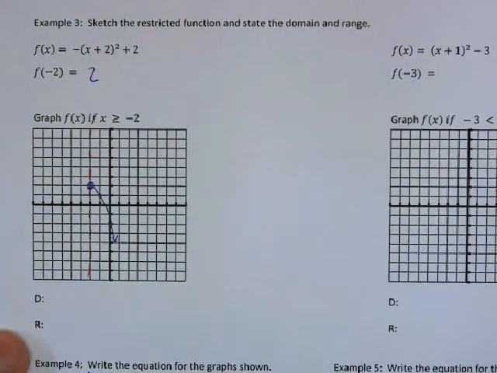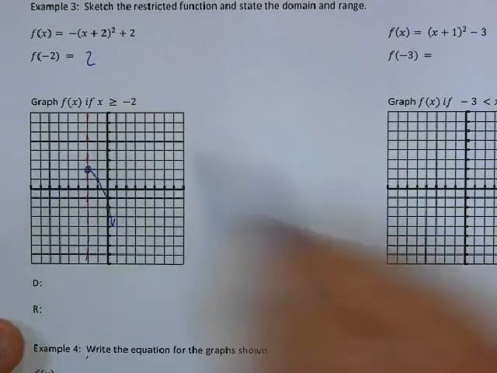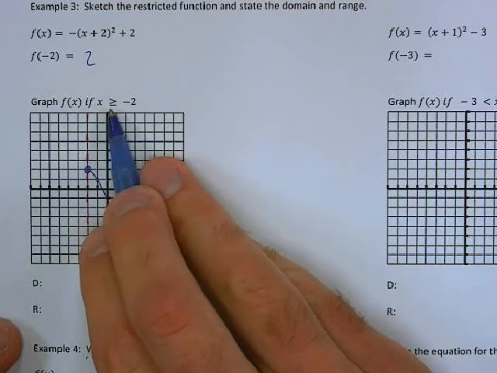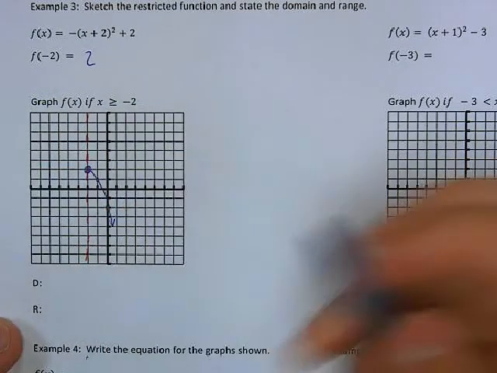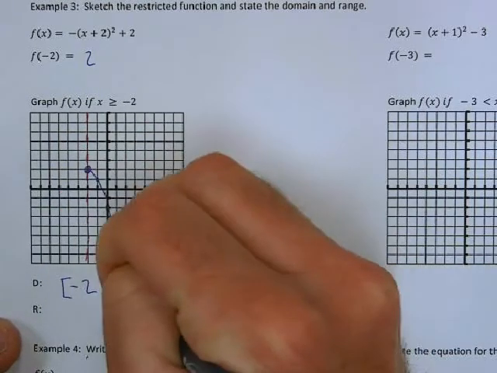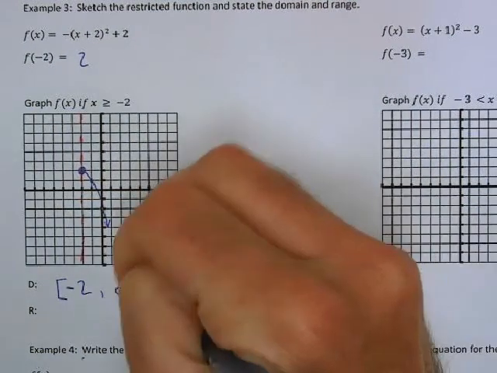And then next, the domain. What's the domain for my function? Well, it's right there. So how do we write that in interval notation? This is saying x can be anything bigger than or equal to -2. So my values go from -2, including -2, to infinity. And always parentheses around infinity.